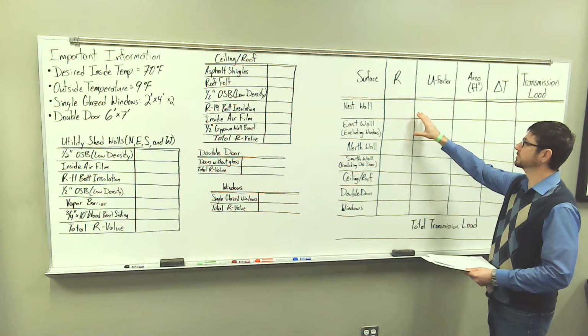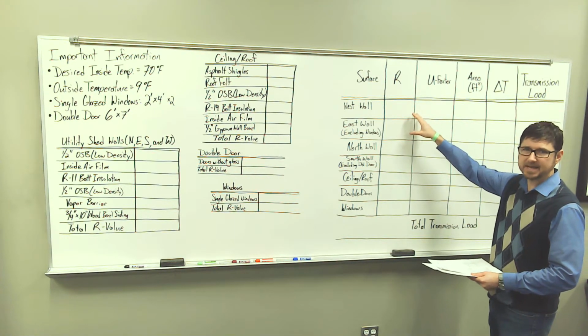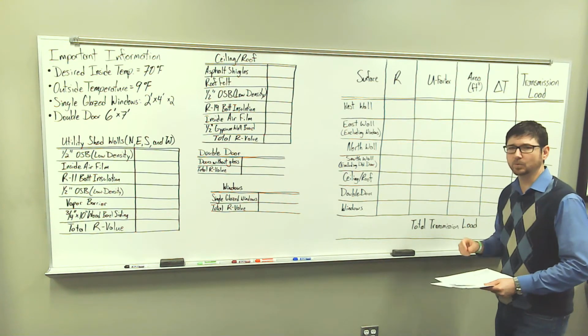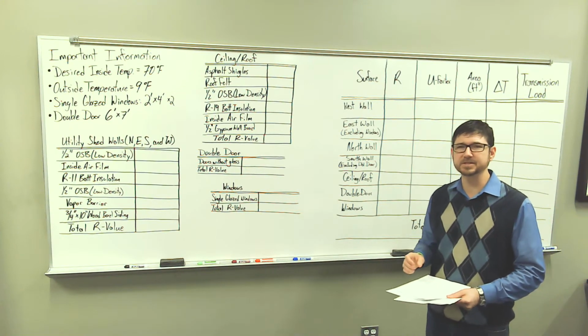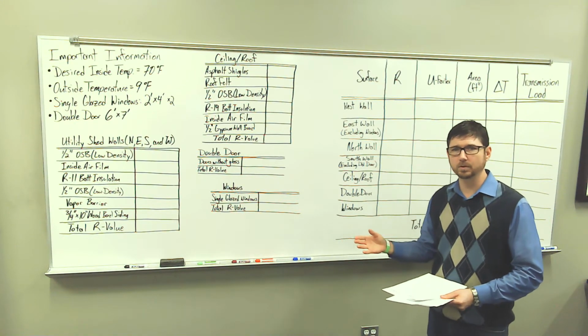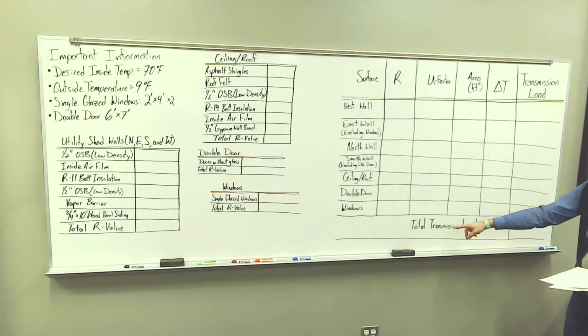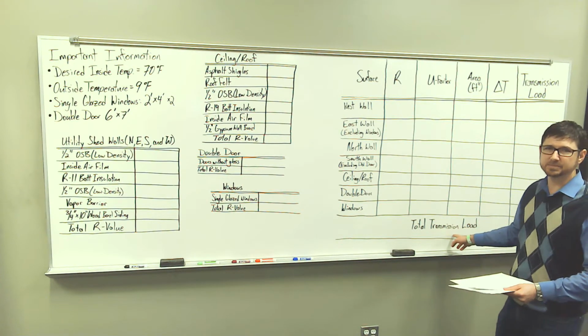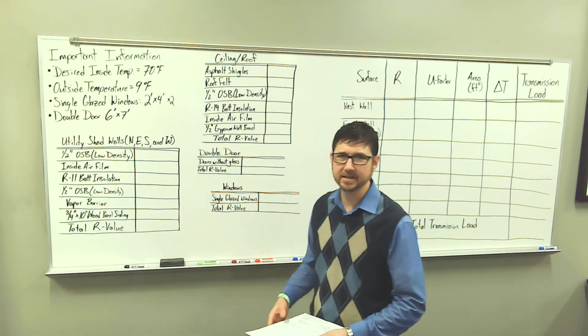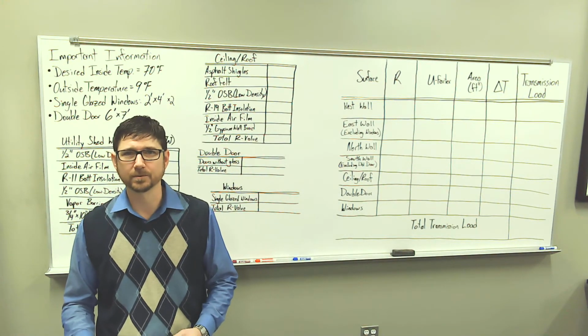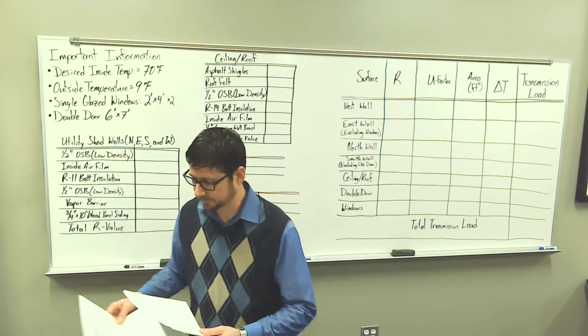We are going to place that value in the table that I've drawn on the board here, and then we are going to calculate the transmission load through each wall. We are going to sum those values together so we can calculate the total transmission load. And we're going to have units in British thermal units per hour, or BTUs per hour. So let's go ahead and get started.